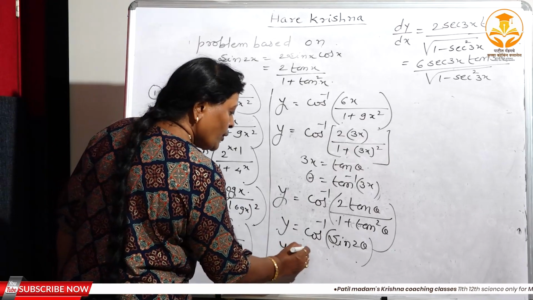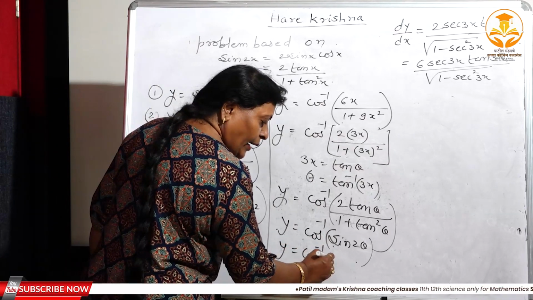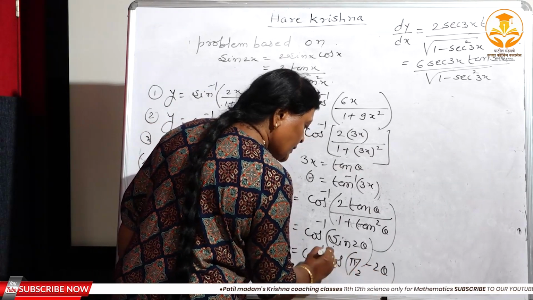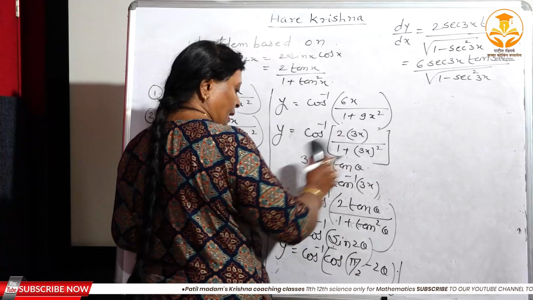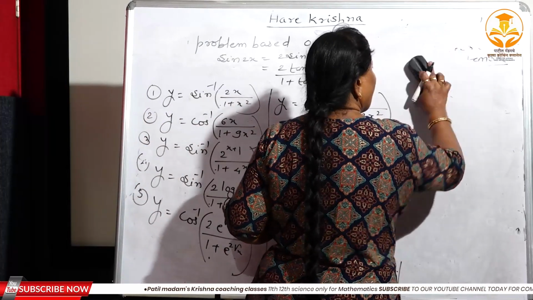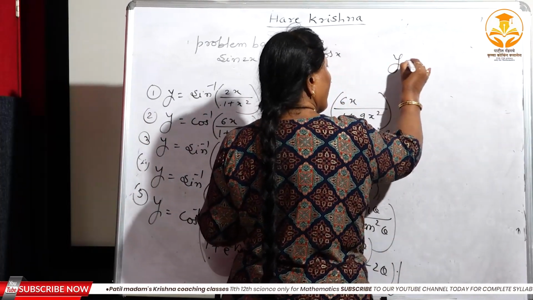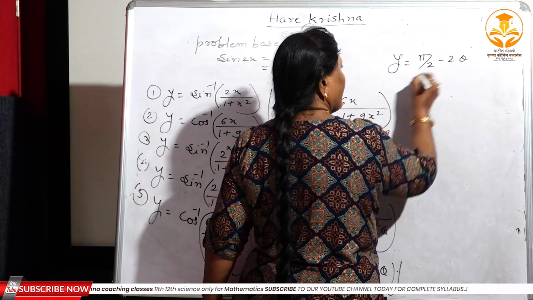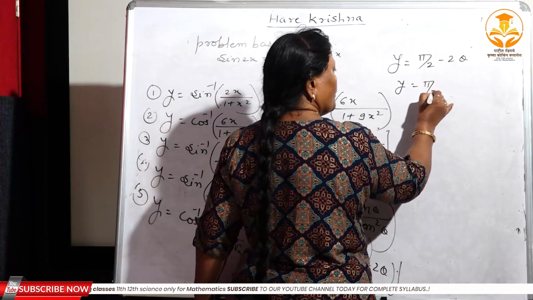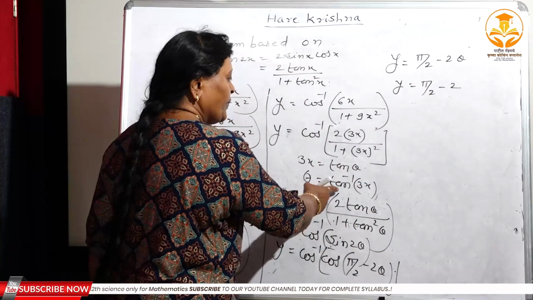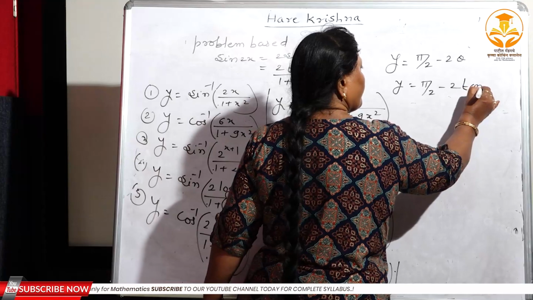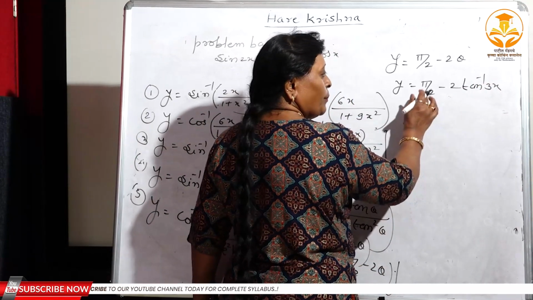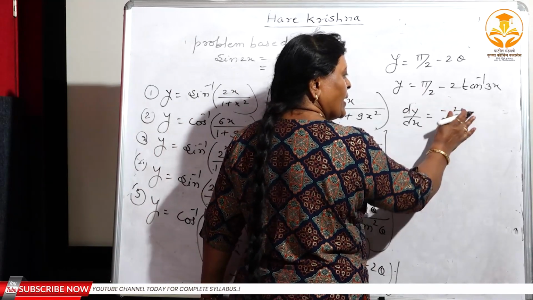Therefore what you have to do? Cos inverse. Sine you can convert in the form of a cos by taking the help of pi by 2 minus theta. Again cos inverse cos gets cancelled. What remains? y is equal to pi by 2 minus 2 theta, right? What is theta? Theta is nothing but tan inverse of 3x, right? dy by dx: again pi by 2 is 0, minus 2 remains as it is, right?